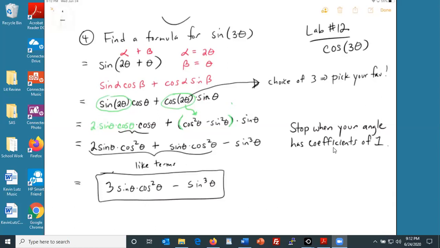And it's only simplified when your angle, theta or whatever the letter is, is 1 theta. So like up here, there was a 3 in front, so that's not simplified. In this step, there's a 2 in front of that one. That's not simplified. In this step, 2 terms have a 2 theta. That's not simplified because it needs to be 1 theta. And once you make your substitutions, then you just do some basic algebra like distributing and combining like terms, and that will finish the problem.